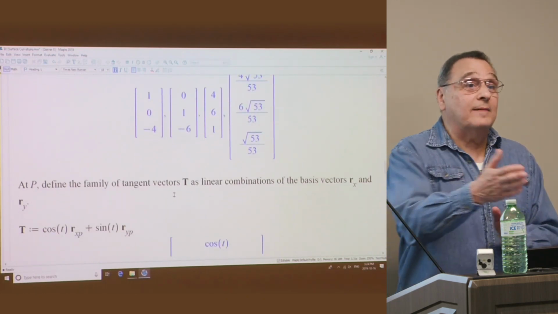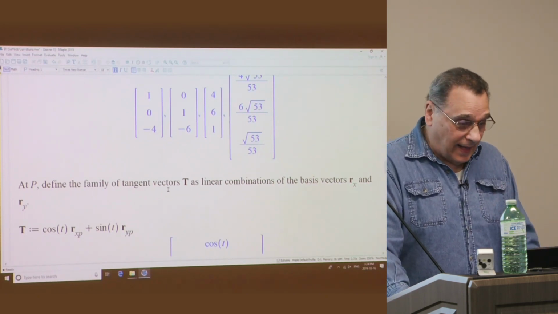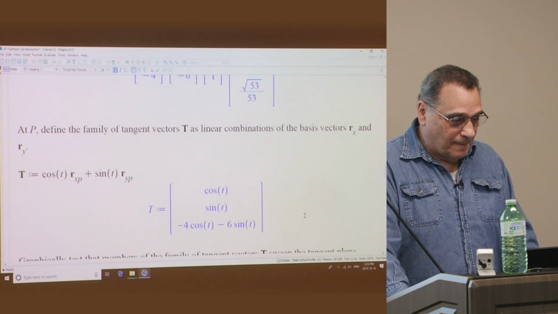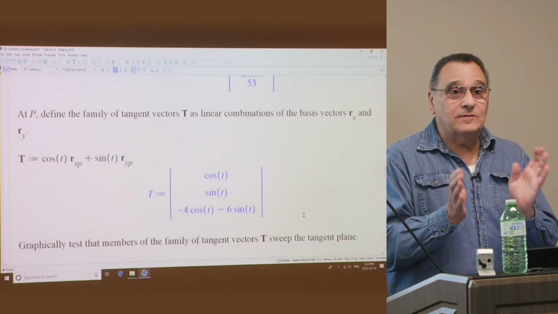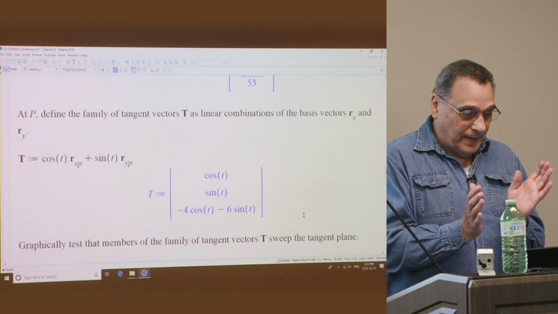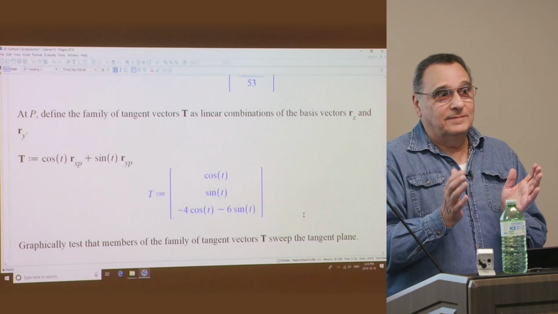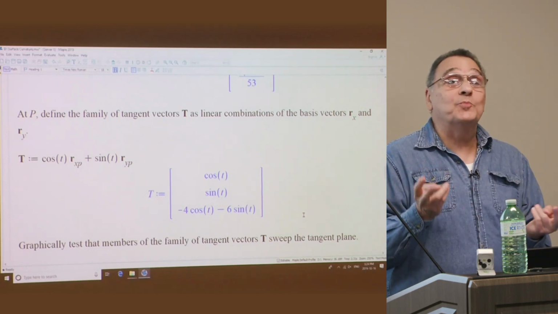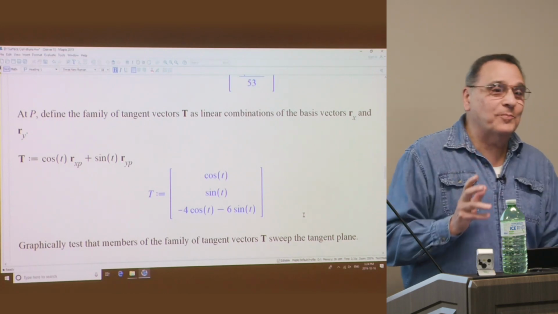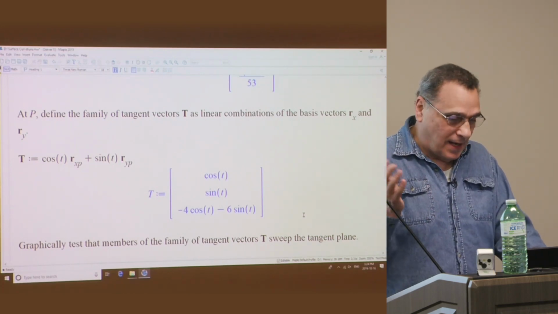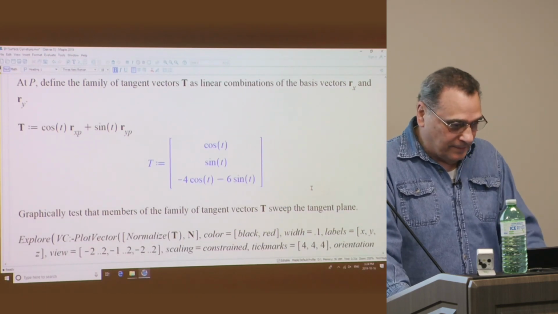Now I need a family of tangent vectors. So I tried different things, and I ended up with this family. You have the two basis vectors, two tangent vectors, Rx and Ry, and I just took a linear combination. I tried A times one plus B times the other. But now you have a 2-parameter family, so let's try a 1-parameter family, cos and sine. So there's a family of tangent vectors through that point.